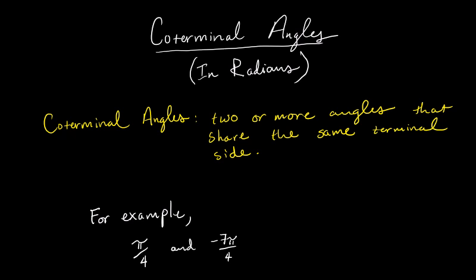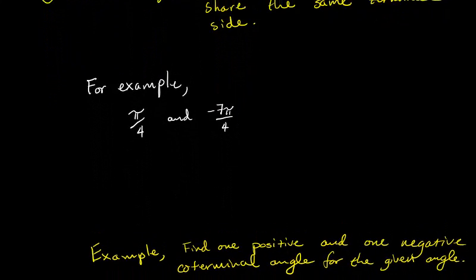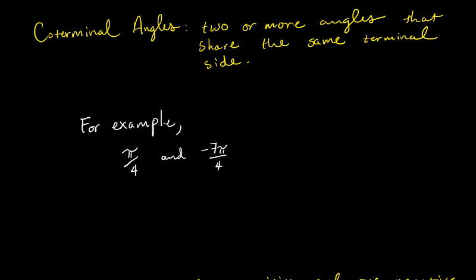So to give an example of that, here you go: pi fourths and negative 7 pi fourths. I'm going to draw both of them for you just so that you can see that they end in the same spot. So here's pi fourths. I'm going to draw my initial side. There it is. And then pi fourths is just halfway in the first quadrant. And so here is pi fourths.